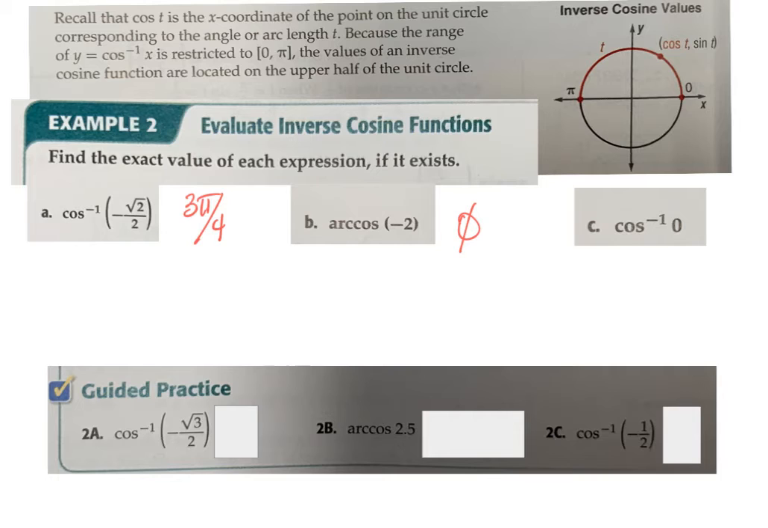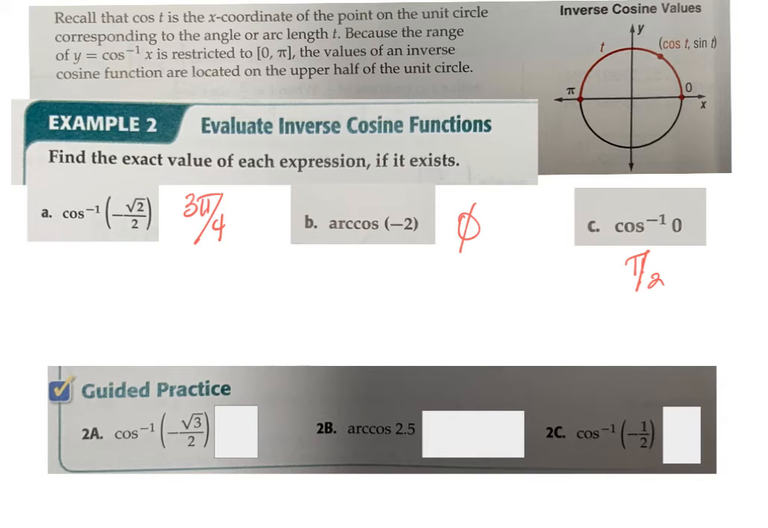And the inverse cosine of 0. What gives you a cosine of 0 between 0 and pi? Pi over 2. All right, so we have a tendency to give what the cosine is at angle 0. That's not what you're looking for. The angle pi over 2 gives you a cosine of 0.